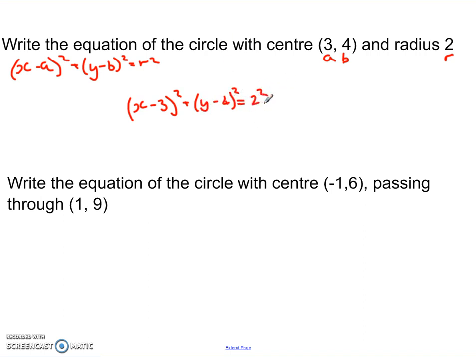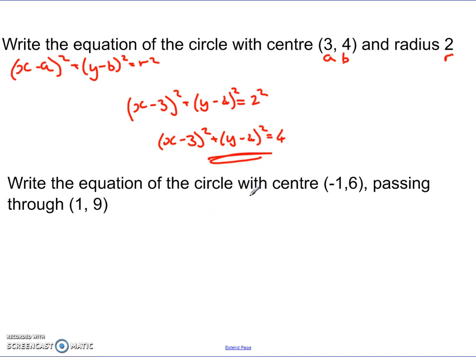I then make sure I take this and I square it. Don't ever leave this as 2 squared or something squared. Always square it and get the numerical value you want in that bit. So in this case it would be (x minus 3) squared plus (y minus 4) squared equals 4. That there is the equation of the circle located at a centre 3, 4 with a radius of 2. That there is what we're after.